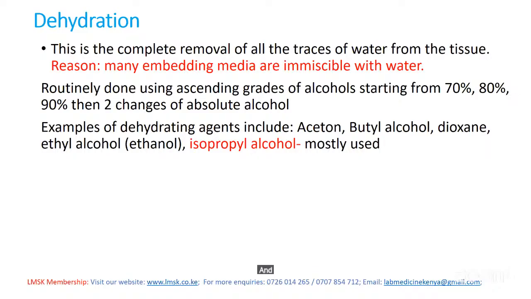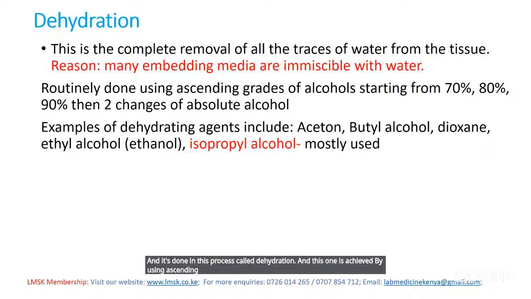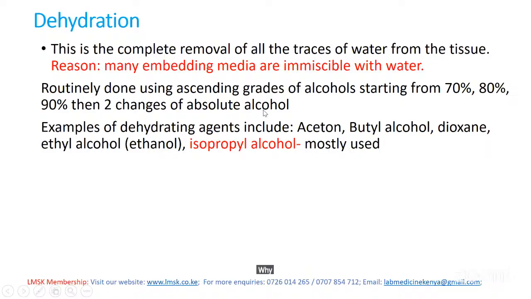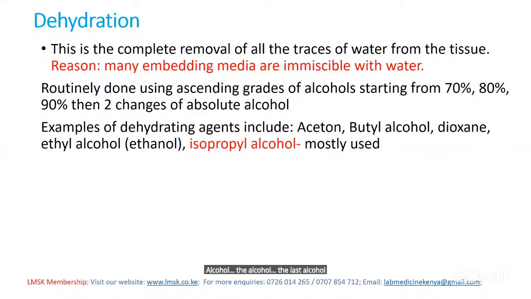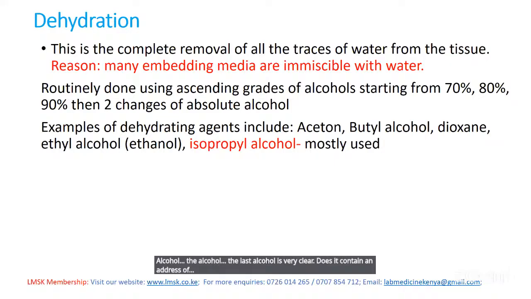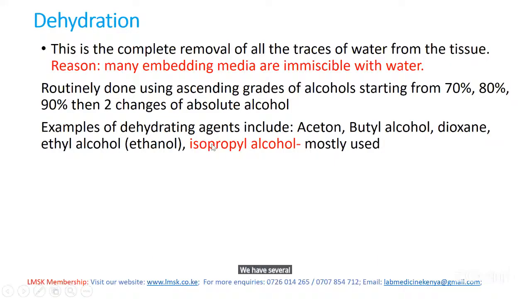And it's done in this process called dehydration. This is achieved by using ascending grades of alcohols. We can start from 70, 80, 90, then 2 changes of absolute. Why 2 changes of absolute? To ensure that all the water has been removed from the tissue. We don't have to carry over any water, because the reagent used in the next stage of tissue processing is immiscible with water. So you have to make sure that during dehydration, the last alcohol is very clear and doesn't contain any trace of water. We have several dehydrating agents, but the most commonly used is isopropyl alcohol.